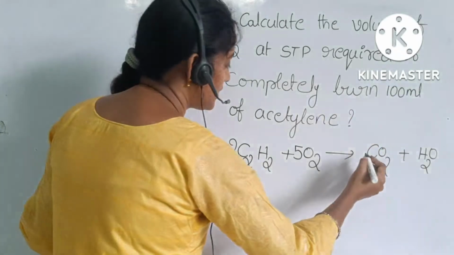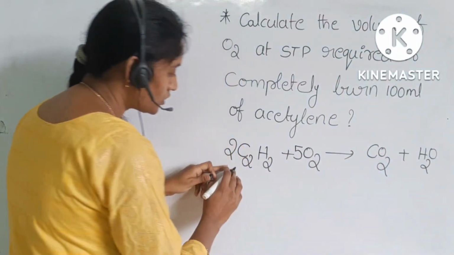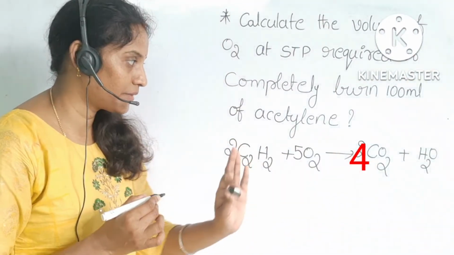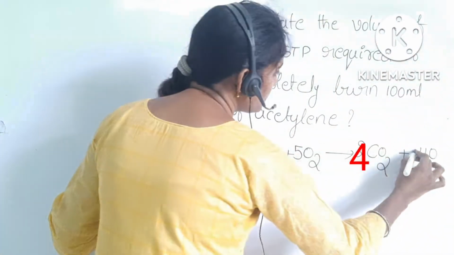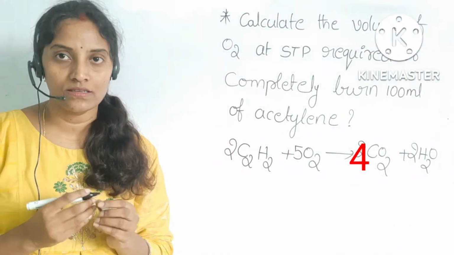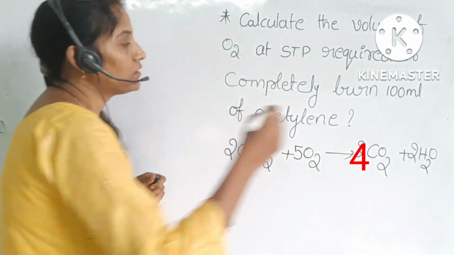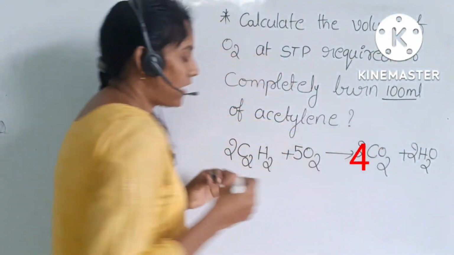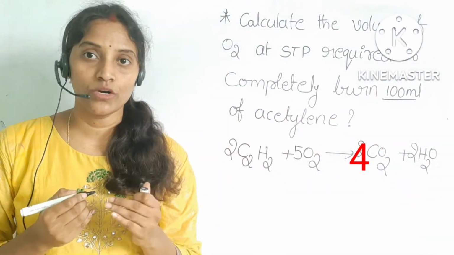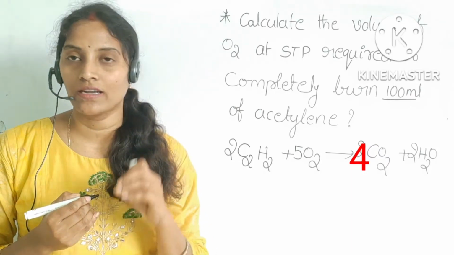Then coming to the right hand side, here 4 carbon atoms, so you can write 2 with carbon dioxide and 2 with water molecule. Now it's a completely balanced chemical equation. Coming to the data, here it is in ml, so the volume of gases also we should take in ml.